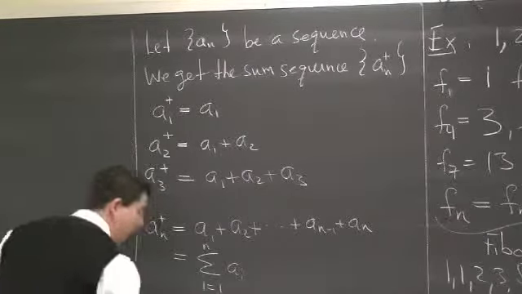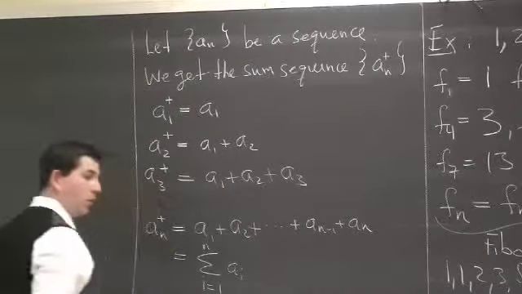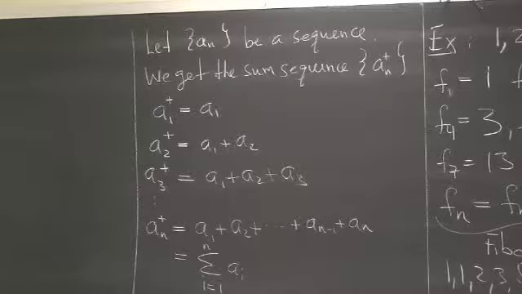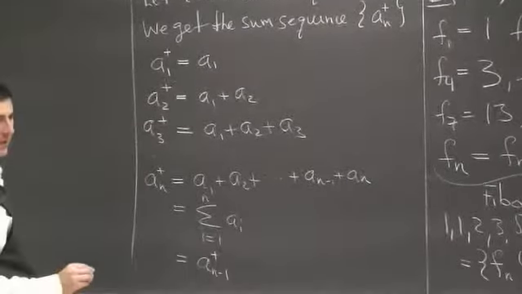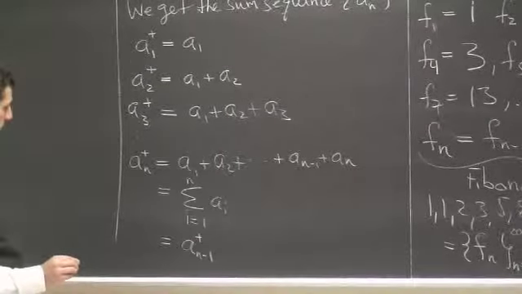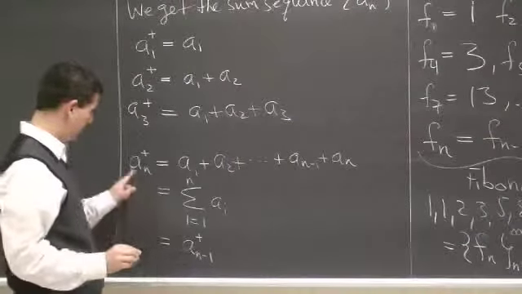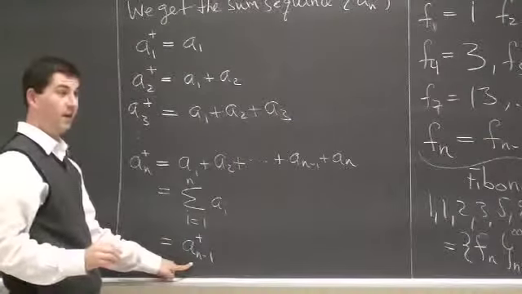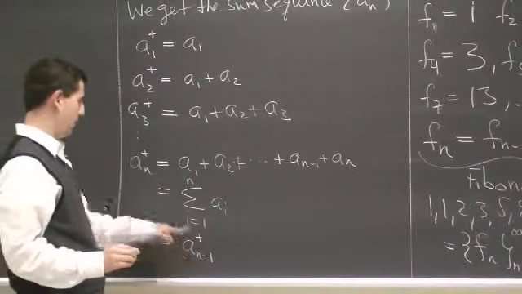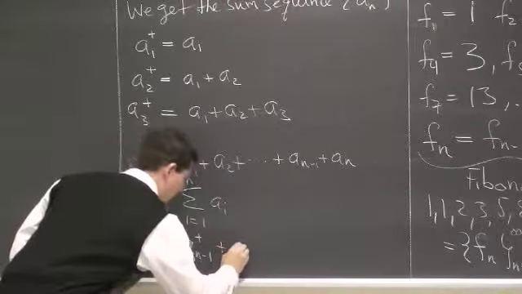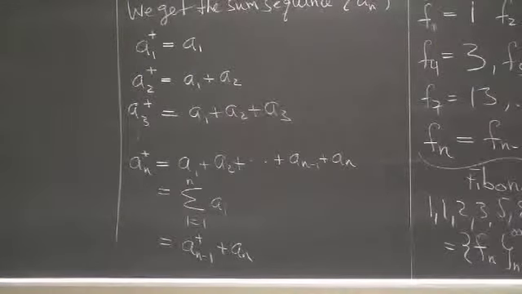Another way to write this, by the way, is AN minus 1 plus. What do I have to do to make this correct? What's the difference between these two? Missing AN, right? This adds up everything up to N minus 1, AN minus 1. So to get this, I need to add AN. So not a lot of different ways of writing these things down.